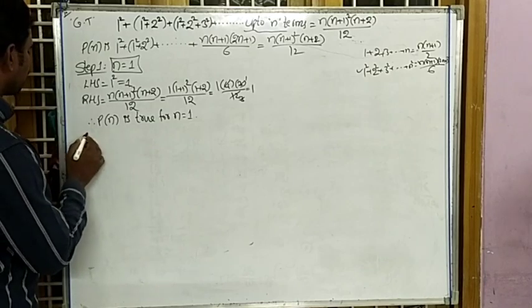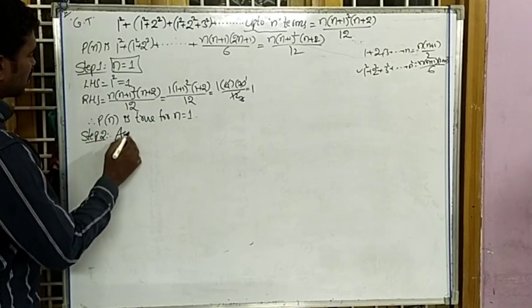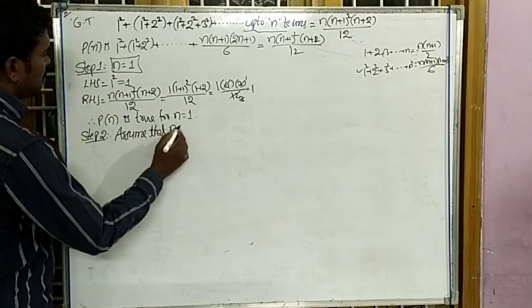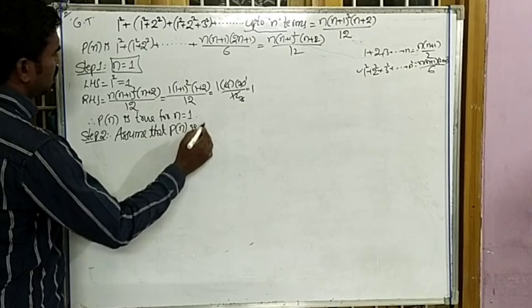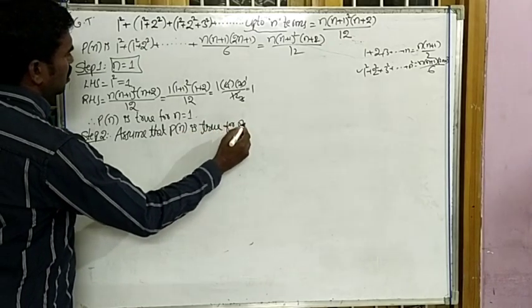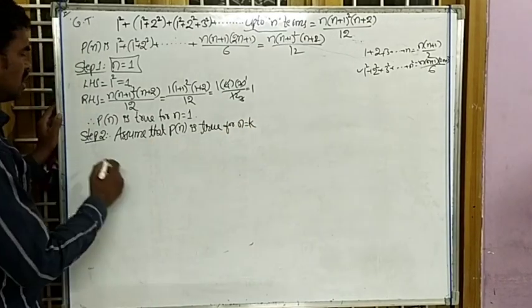Next, step 2. What is step 2? Assume that P of n is true for n equal to k.